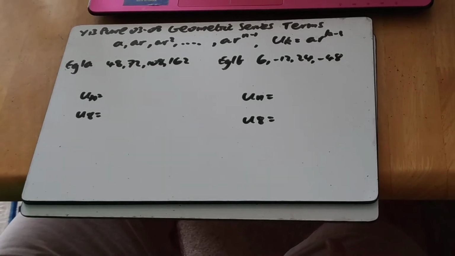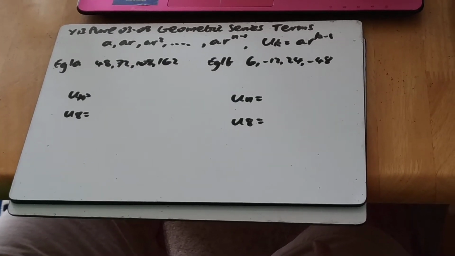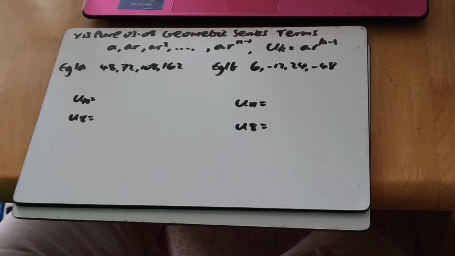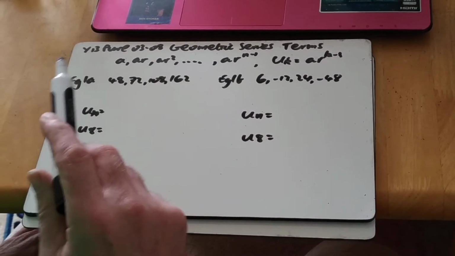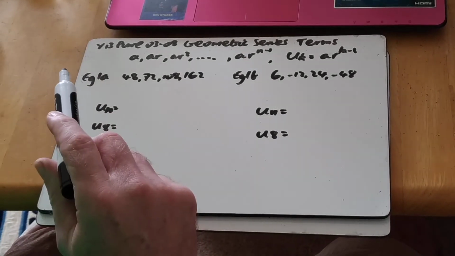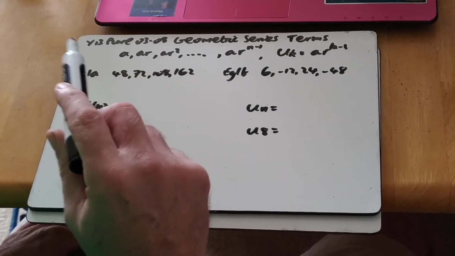Okay, today we're going to be looking at geometric series. There's three parts to it. The first one is just looking at geometric series terms, and similar to the arithmetic ones which have a common difference, a geometric series has terms that have a common ratio.